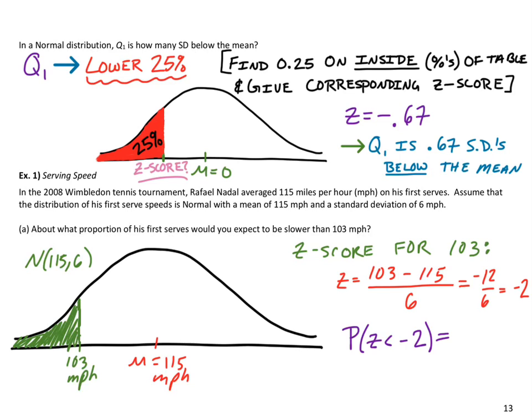So what is that proportion? Less than -2, the z-score. Because that's what's going to be for him serving at 103. So that's where you look up -2 for the z-score, and then find 0.0228 on the inside.